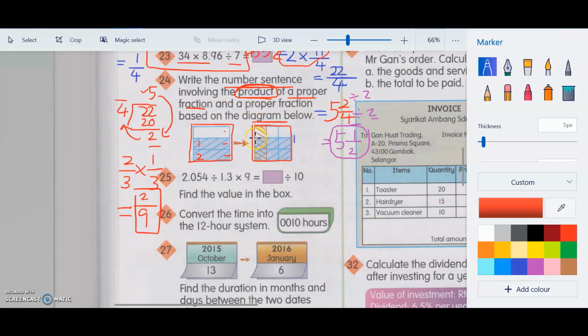So you can actually see the product here. Only these 2 boxes we have red and blue. Can you see that? The rest is either red or blue or nothing. Only these 2 boxes have red and blue. So what is the fraction of this? This is 2, right? 1, 2, so 2 over 9. The whole diagram has 9 boxes. So that's how we get 2 over 9.